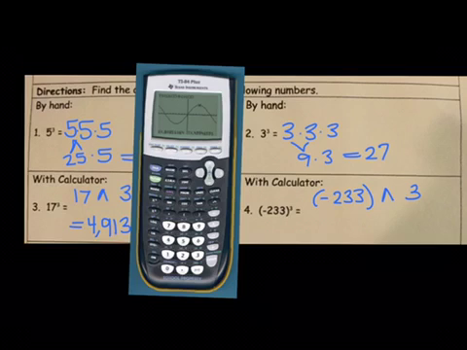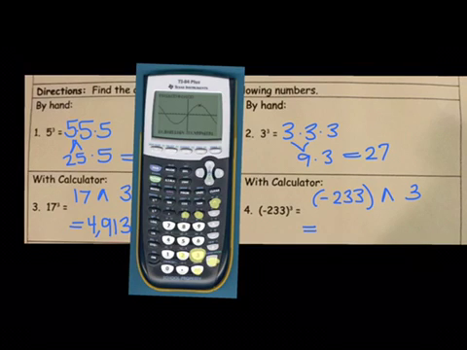Alright, so on the calculator you would do, here's the parentheses, here's the negative, 233, close the parentheses, caret, and 3 again. Press enter, and voila.